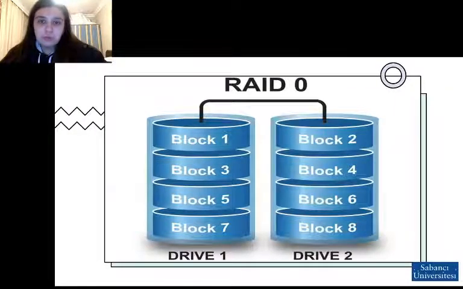The diagram shows 2 drives, drive 1 and drive 2. In drive 1, odd blocks are written, whereas in drive 2, even blocks are written. It works in a way that block 1, block 2, block 3, block 4, block 5, block 6, block 7, and block 8 will be the order of blocks read from the beginning if it's read sequentially.